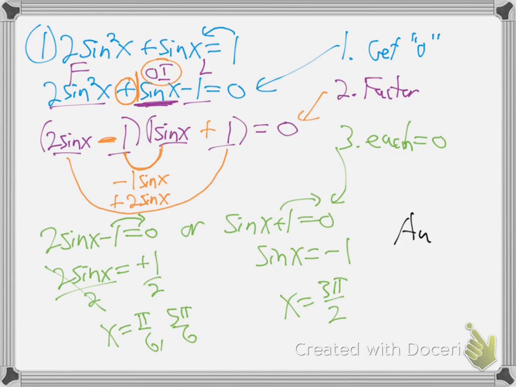So the answer to the overall question, what they want you to type in, is pi over 6, comma, 5 pi over 6, comma, 3 pi over 2. Any order, doesn't matter, just separate them with commas. And that's number one. It only took us 35 minutes.